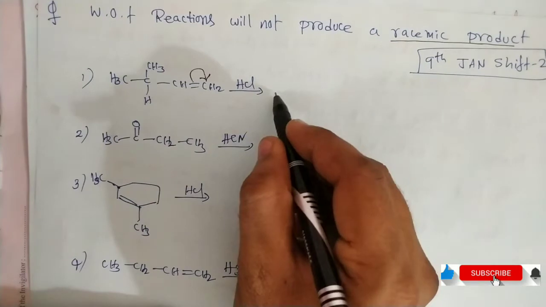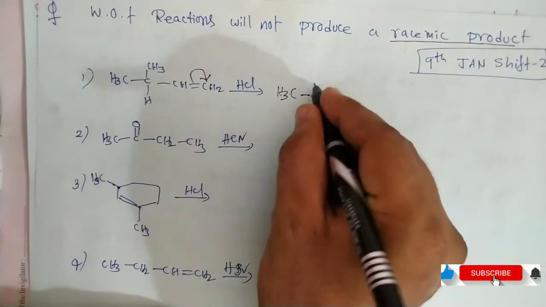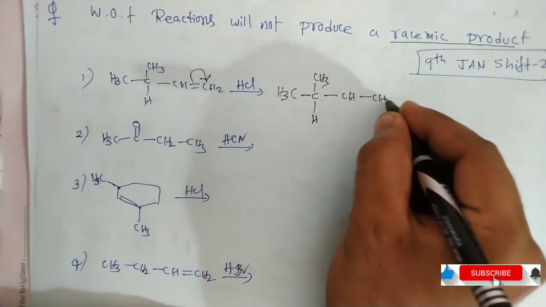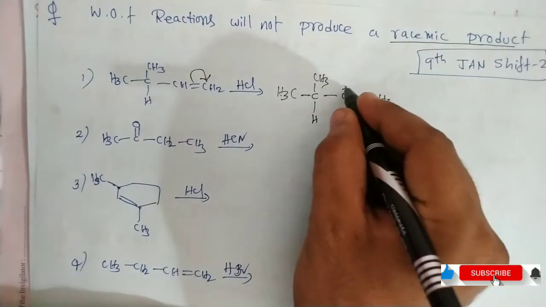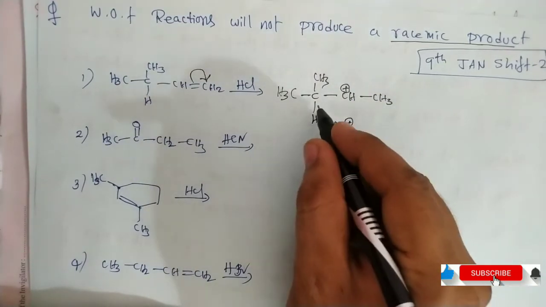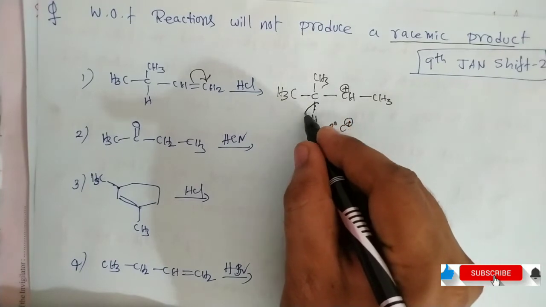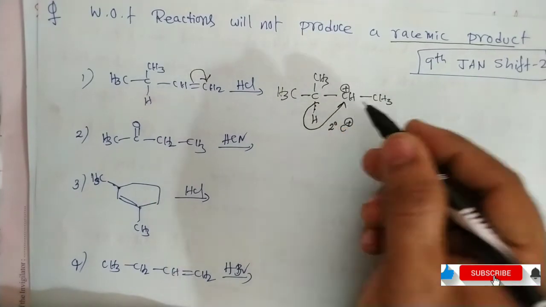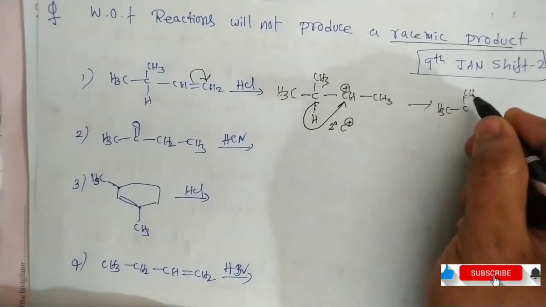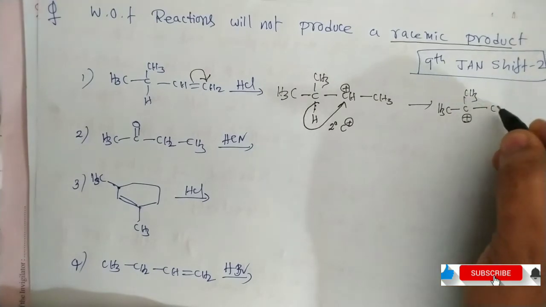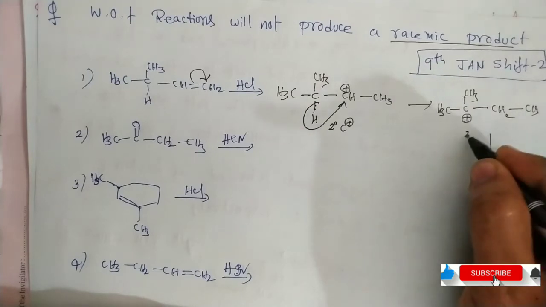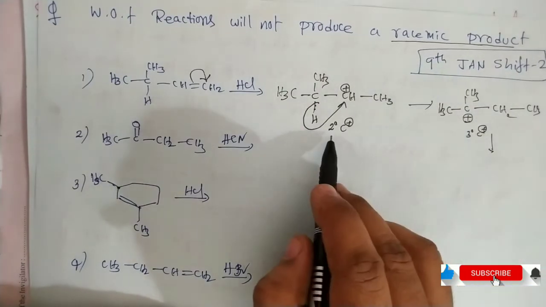So here, first of all, protonation: H adds to the double bond between CH3 and CH, so now this carbon carries a positive charge. This is a secondary carbocation. The secondary carbocation is less stable, and there is a chance of gaining more stability by hydride (H minus) migration. Now this is the tertiary carbocation, which is more stable than the secondary carbocation.